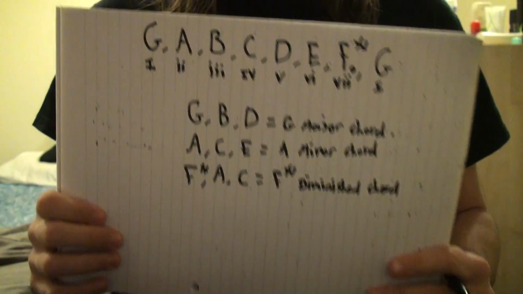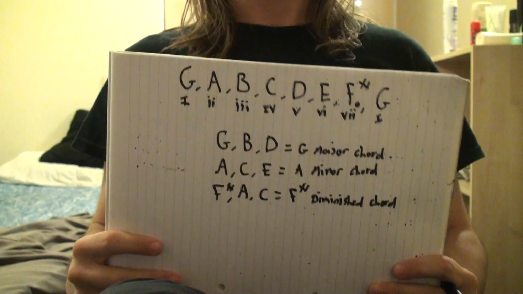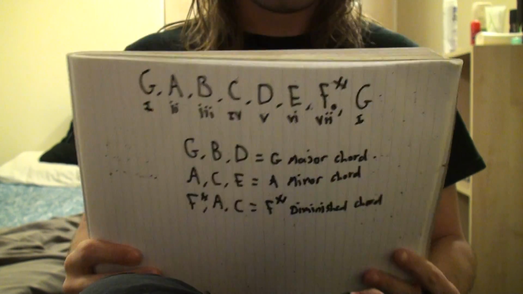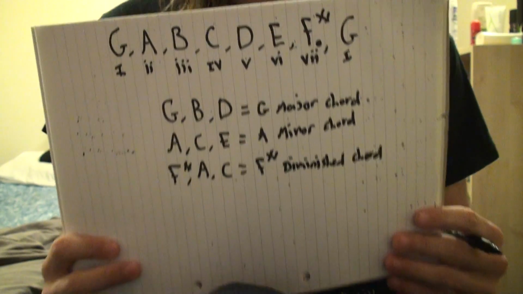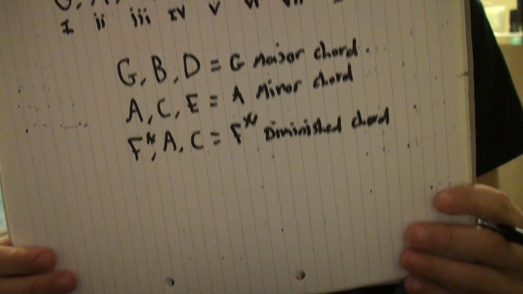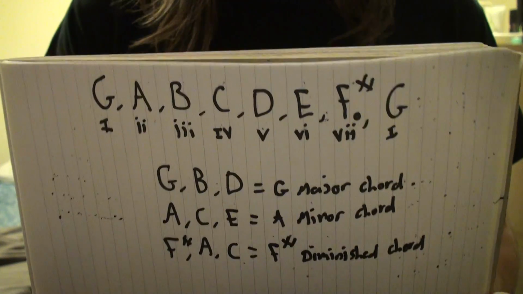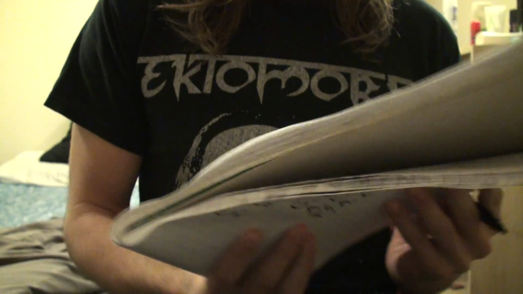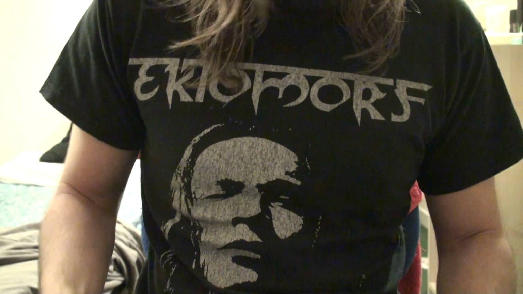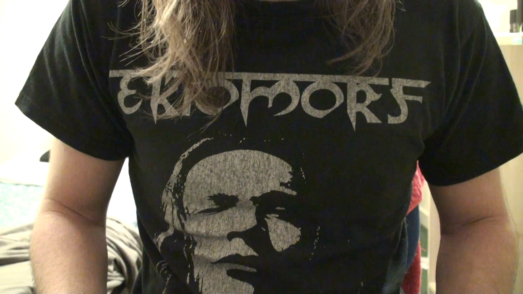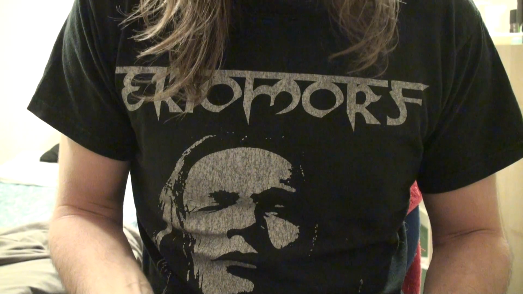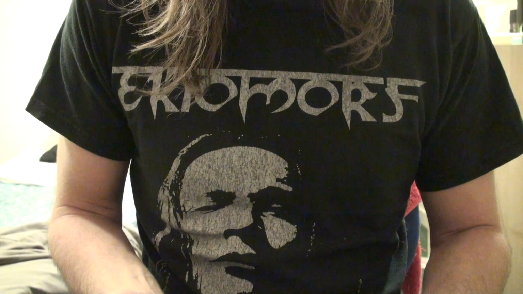Now I've shown you how to work out all the triad chords in a major key. Now all I need to do is show you how to work out all the triad chords in a minor key. And again, you'll notice a lot of patterns that are very similar. So I'm going to take the relative minor of G major.